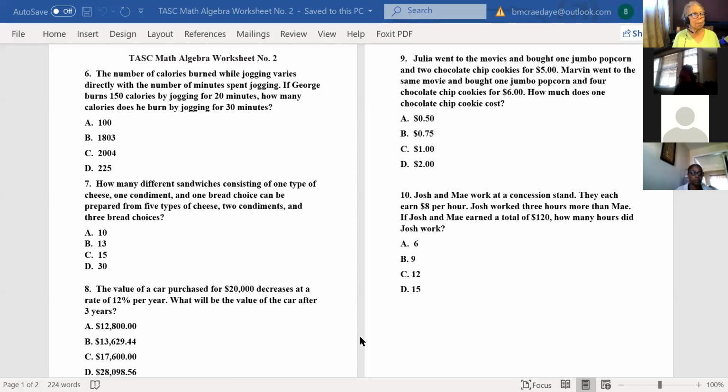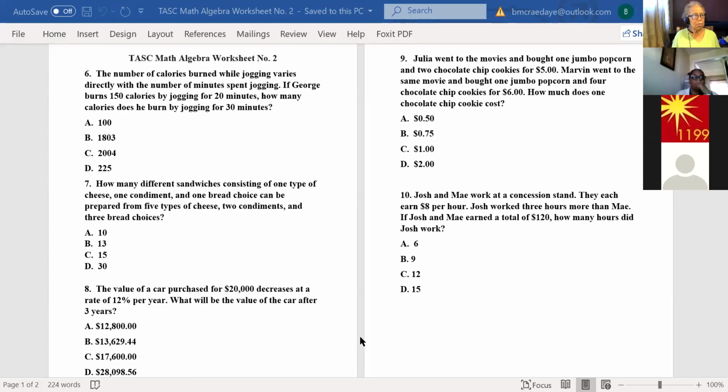Yes, we did 1, 2, 3, 4, 5 for worksheet number 1. Now we're doing worksheet number 2 that I emailed to you. And we're continuing with 6, 7, 8, 9, 10. Did anyone have a chance to look at these? Anybody?